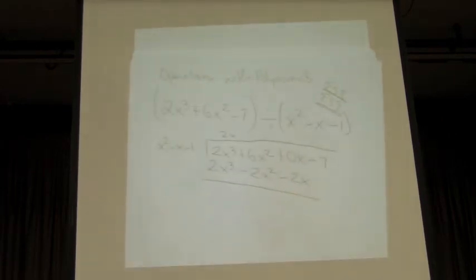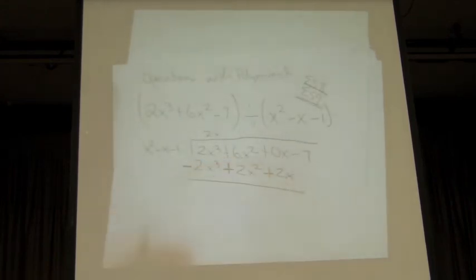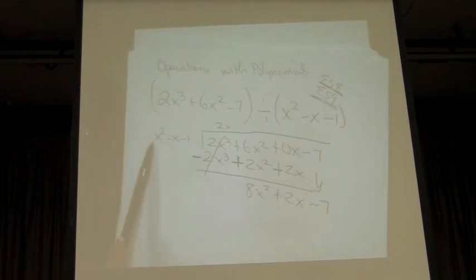Draw a line. What do you normally do right now in division? Subtract. That's what you do here too. This becomes a minus. Be careful. This becomes a plus. This becomes a plus. Okay? It's very easy to be careless here. This cancels. 8x squared plus 2x. Bring down the negative 7. Why do you bring down the negative 7? Because when you're dividing by a trinomial, you need a trinomial.